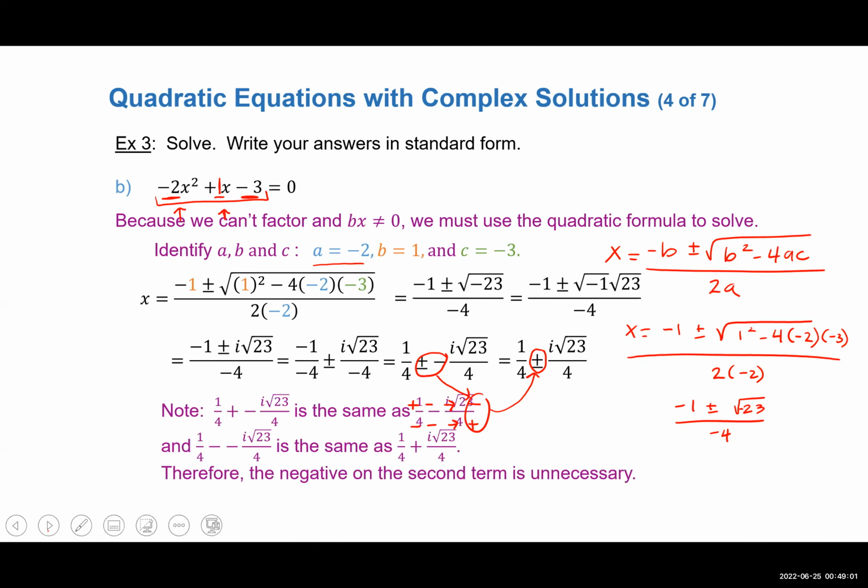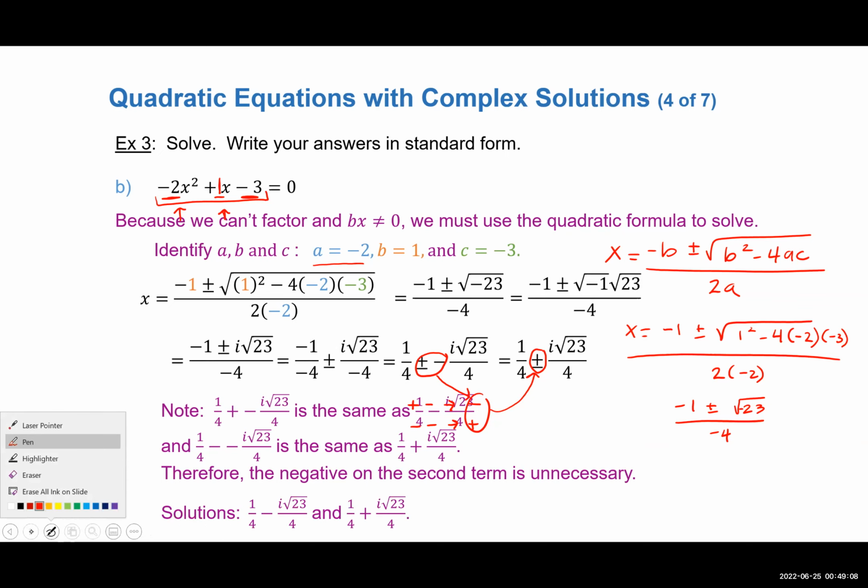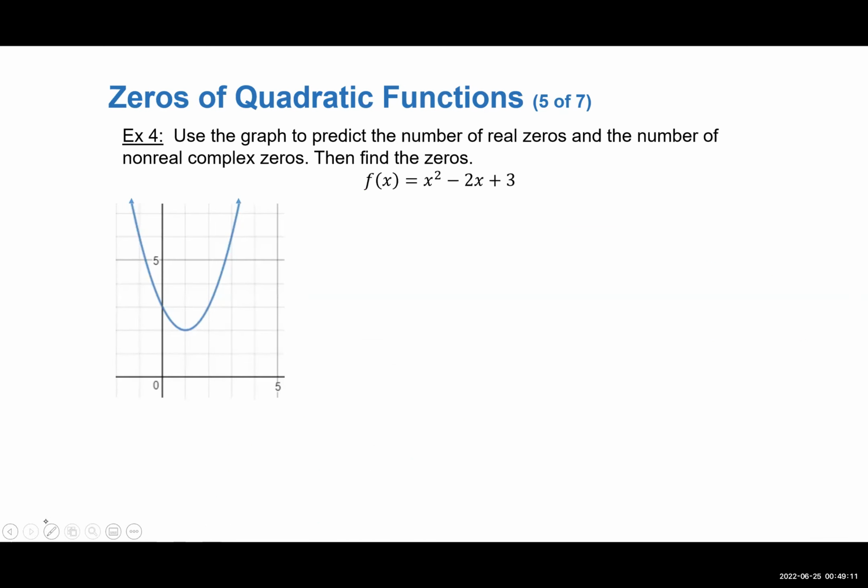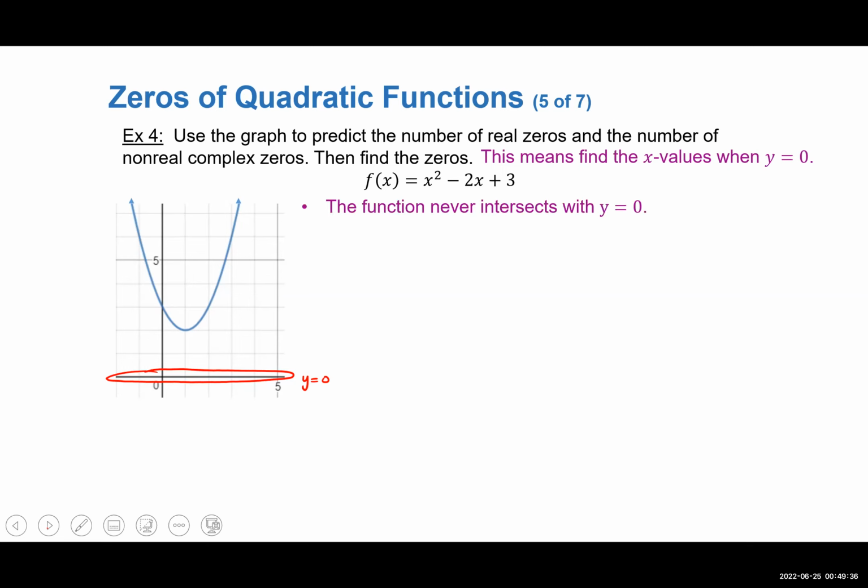All right, example number 4. Use the graph to predict the number of real zeros and the number of complex zeros, then find the zero. So because it doesn't even touch this line of y equals 0, there are no real zeros. So we know that there's no real zeros. And now we have to predict the number of complex zeros. I believe there might be 2. So let's check it out.